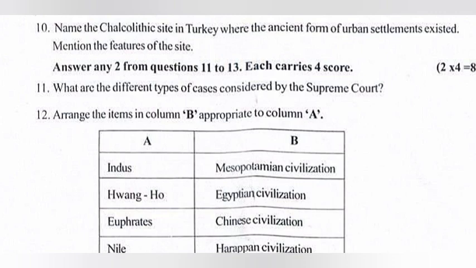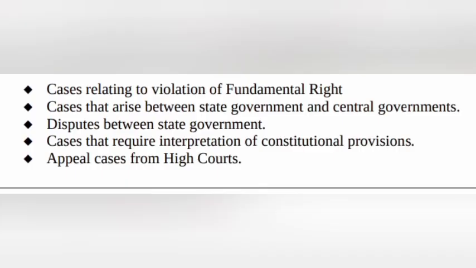11. What are the different types of cases considered by the Supreme Court? Answer. Cases relating to violation of fundamental right, cases that arise between state government and central government, disputes between state governments, cases that require interpretation of constitutional provisions, appeal cases from high courts.